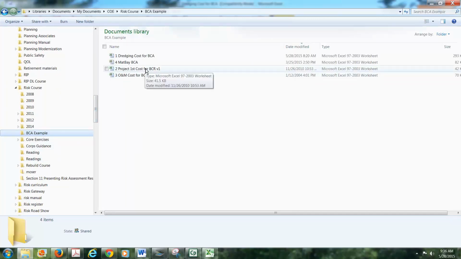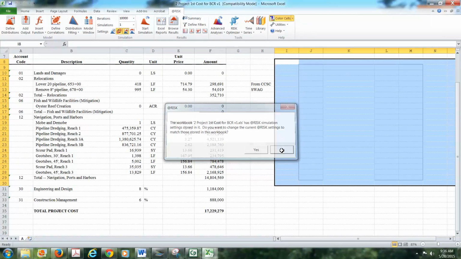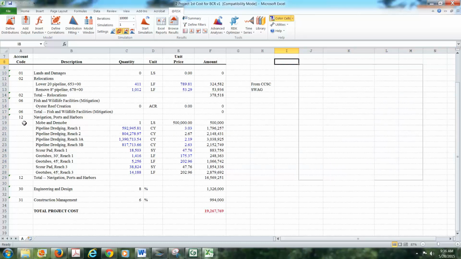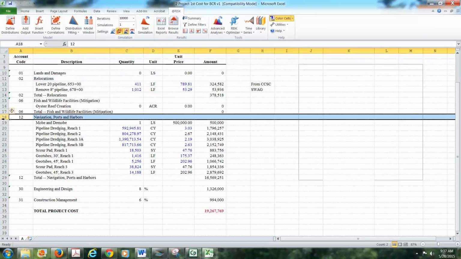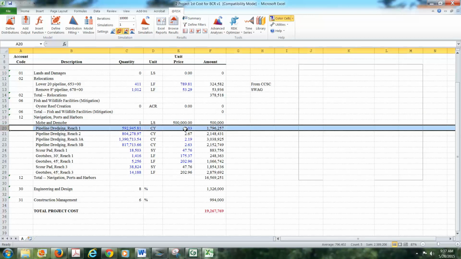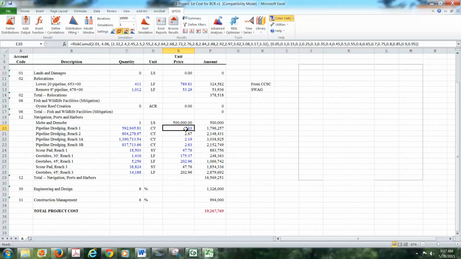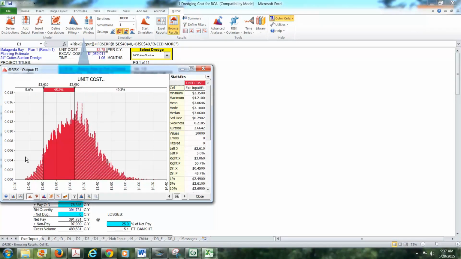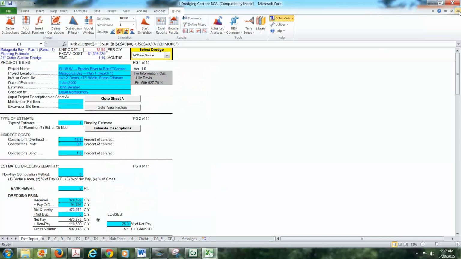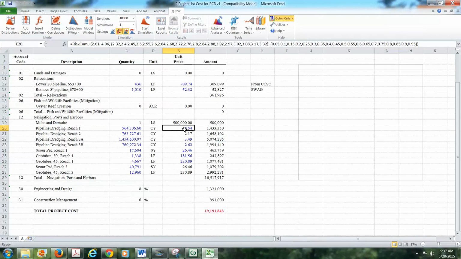We're going to grab our next model, and this is a project cost estimate. You'll notice that we have the typical accounts, lands and damages, relocations, and down here we have navigation, ports, and harbors. This is where the dredging cost appears. You'll notice Reach 1 here, and there is a unit cost for Reach 1. This is not Plan 1, so the numbers won't align exactly, but hopefully you get the idea that what we did was we took the output from our CDEP model, one more time, we took this distribution as a whole, and we stuck it in here.